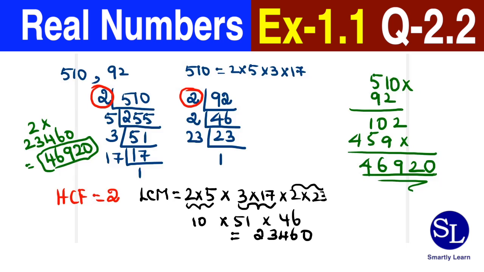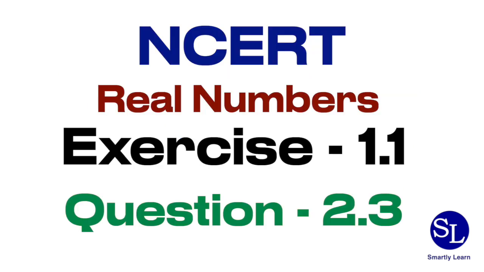Therefore, we are able to successfully verify the relation HCF into LCM is equal to the product of the two numbers, in this case 510 and 92. In the next video, we will solve the third subdivision in this question.